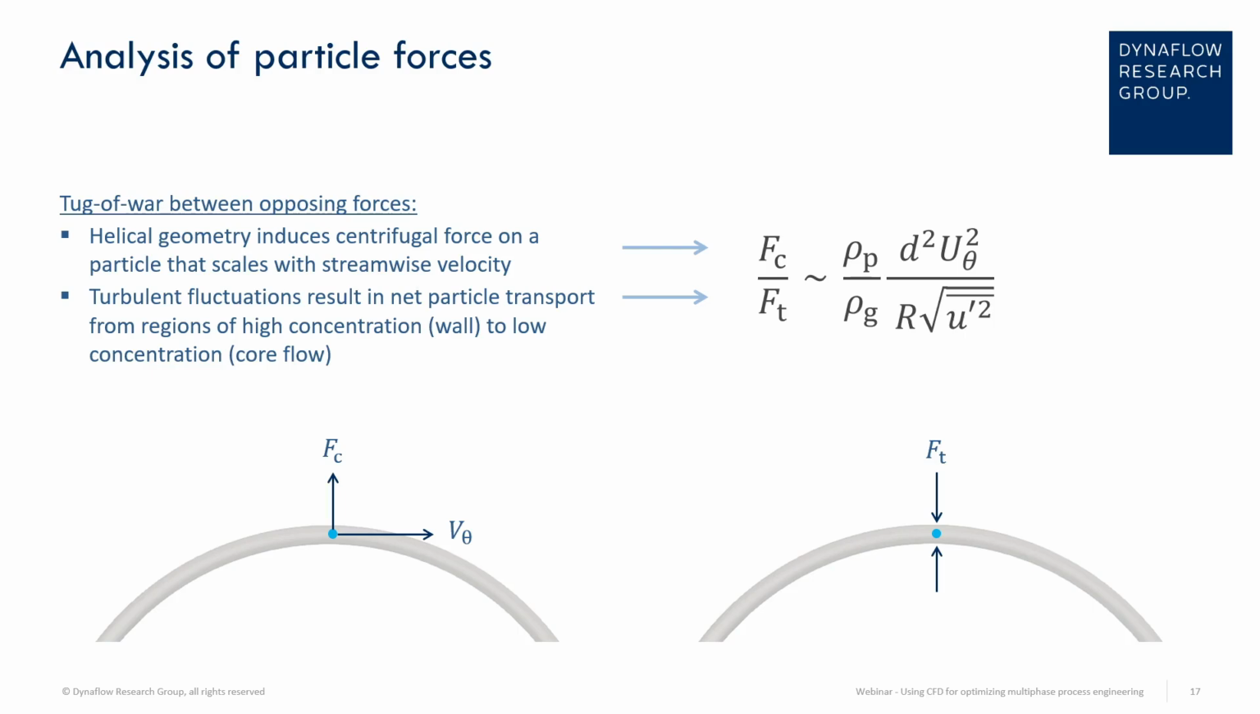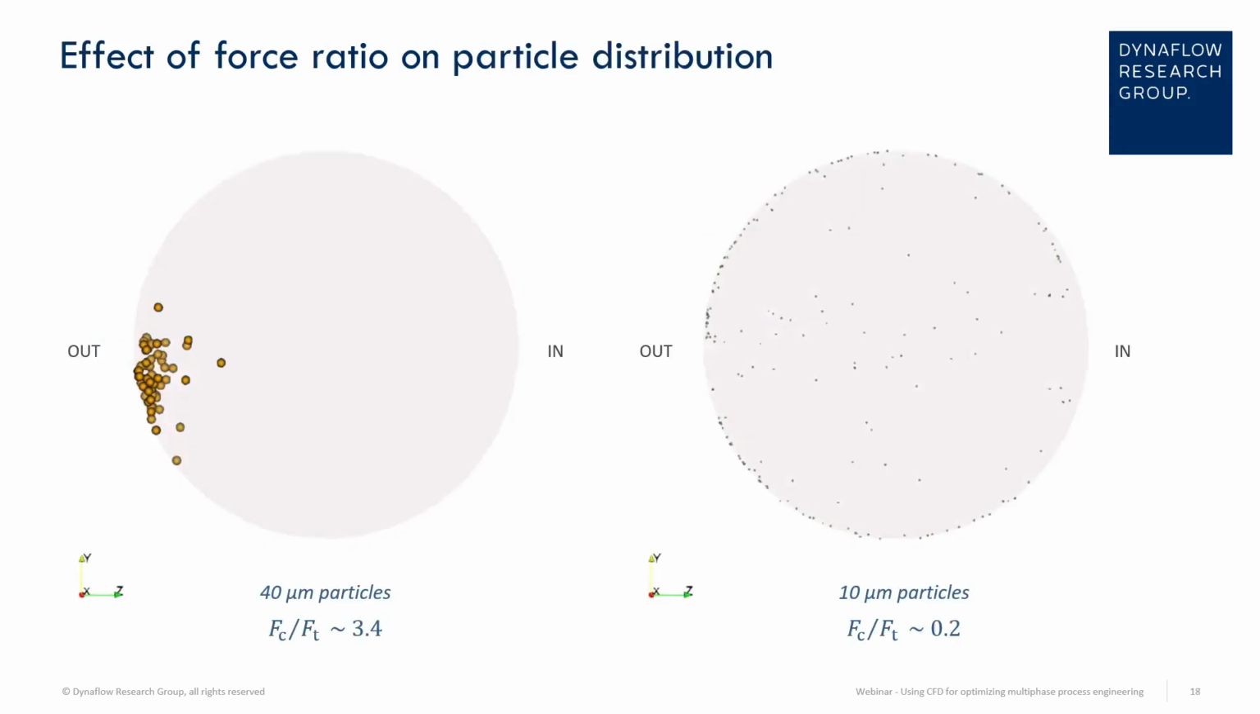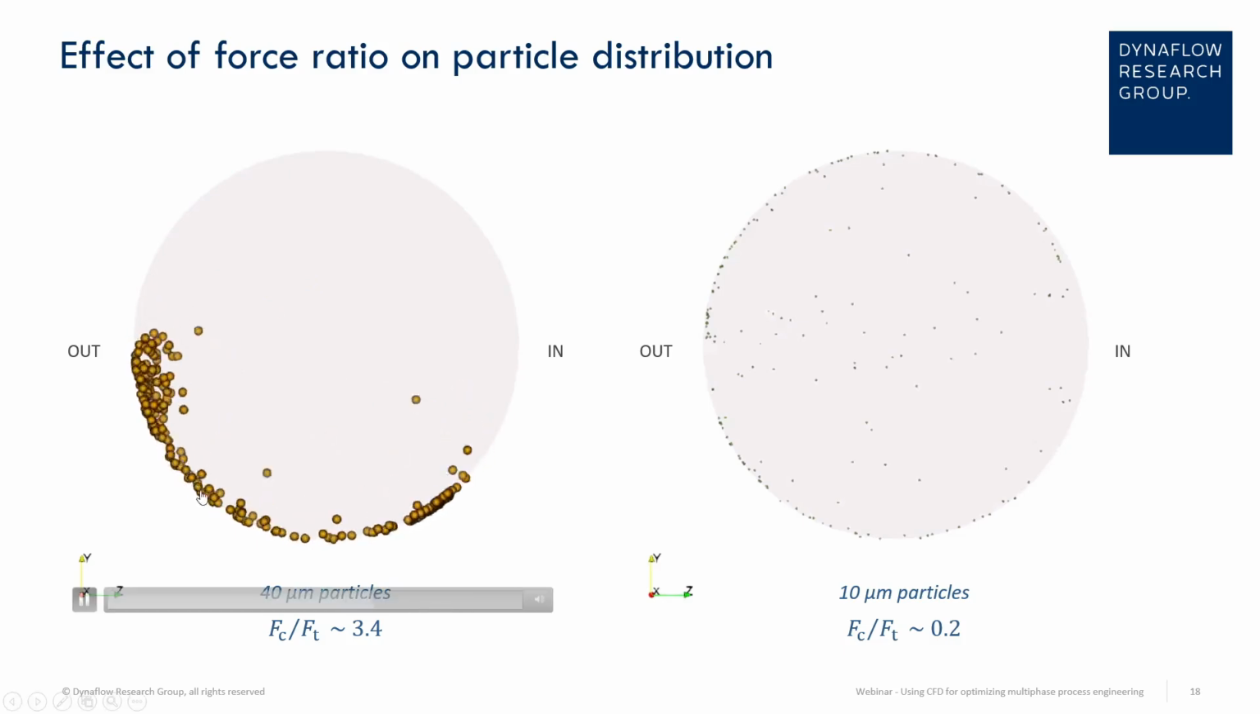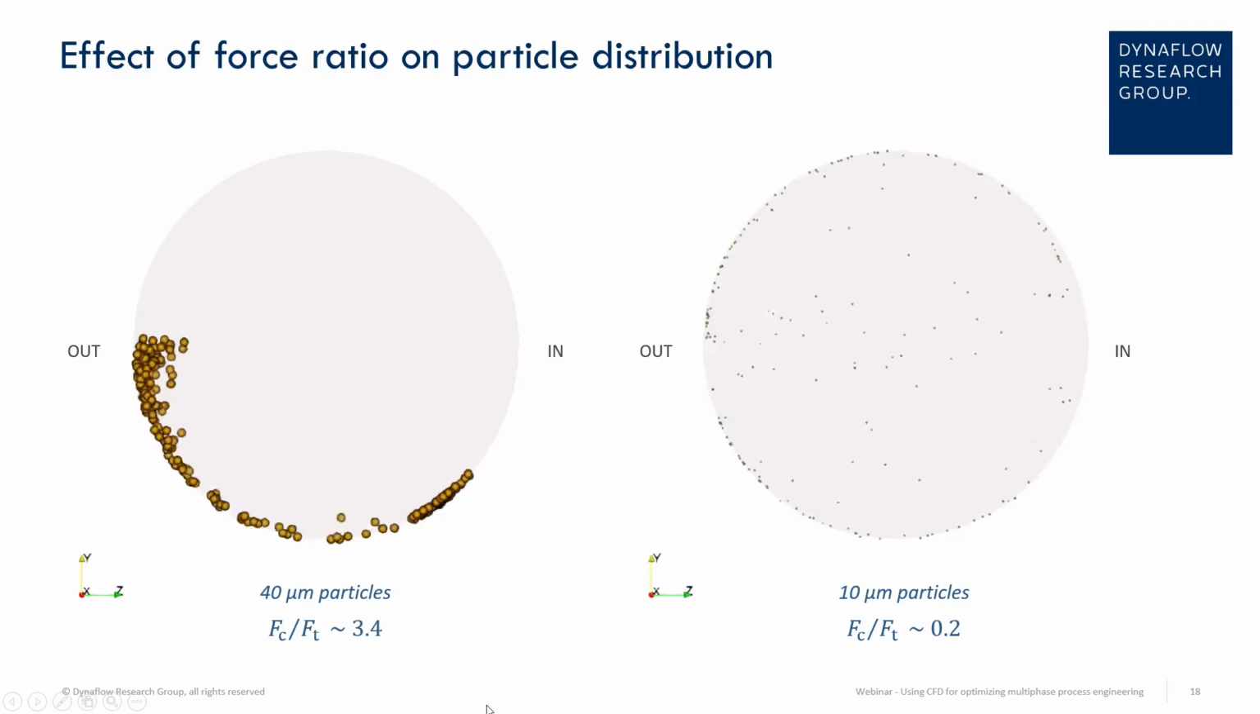If you look at the effect of these parameters, so let's say for given process conditions, and look at the effect on the particle distribution for certain diameter particles, this is what we found. So if you have 40 micron particles, the order of magnitude of this ratio, centrifugal to turbulent, is about 3.4, and we see that the particles are mostly concentrated along the outward edge, which indicates that centrifugal forces push them outward and the turbulent forces are unable to push them in. As the particles near the wall and their velocity goes down, they will also stagnate and end up more along the bottom of the cross section.